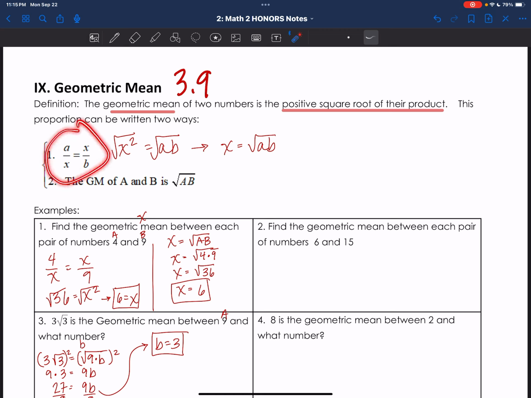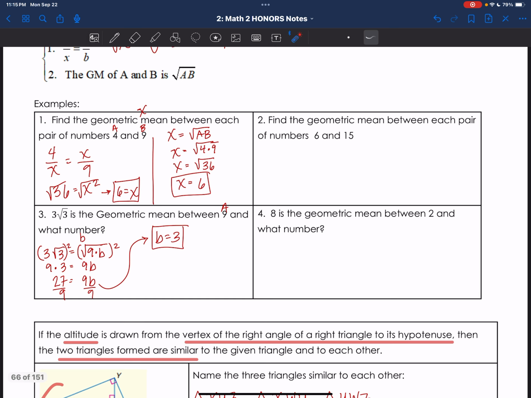You can write it this way, where you have a over x equals x over b. And then when you solve it, the geometric mean of a and b is actually the square root of a times b. So here's the work up here, you can see. All right, so that's what the geometric mean is. So we're going to practice finding the geometric mean first.